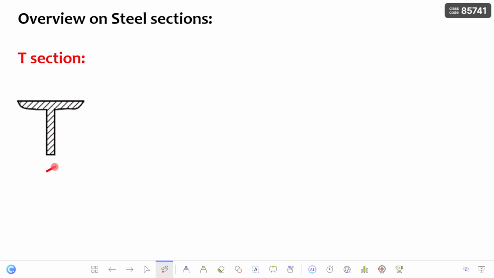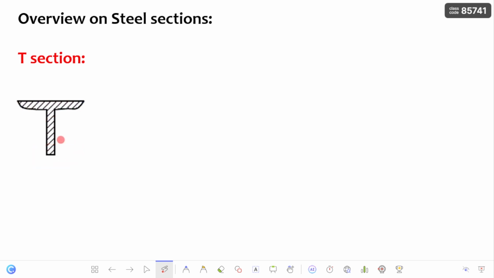Coming to the T section, it is used for all load applications similar to the I-shape section, and it offers significant flexural capacity on the flange side. That is, here you can see only one side has a flange. So it offers significant flexural capacity on the flange side compared to the non-flange side.